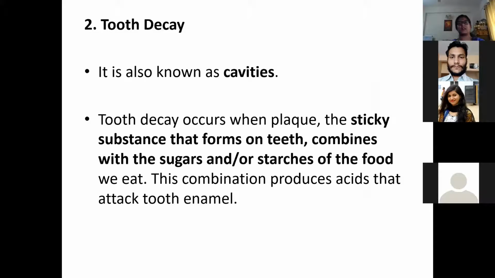Tooth decay is also known as cavities of the teeth, and it can occur when there is plaque, the sticky substance that forms on the teeth, which combines with sugars and starches of the food we eat. This combination produces acids which attack the tooth enamel.